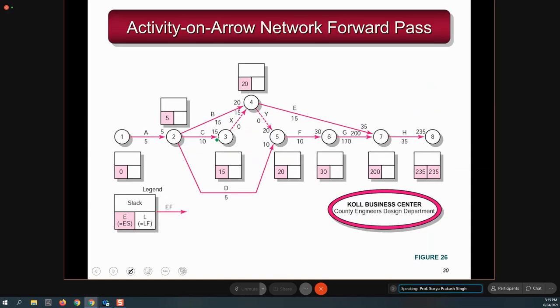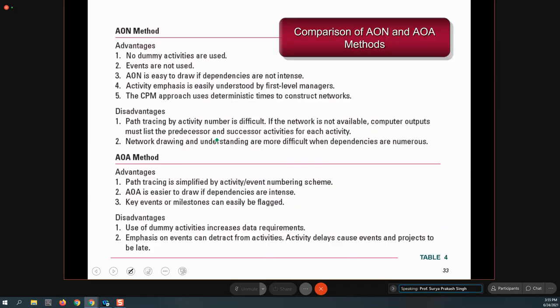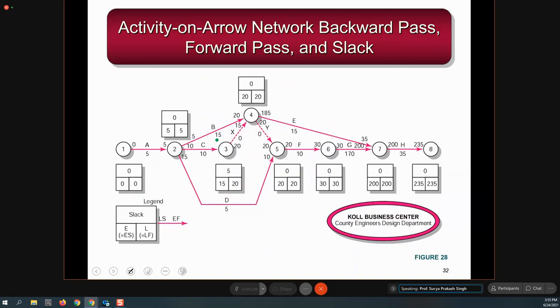I am not discussing it in detail because of the paucity of time. I also want to give at least 15 minutes to the participants to ask questions. So the calculation is the same, forward pass, and you can also do the calculation for the backward pass.